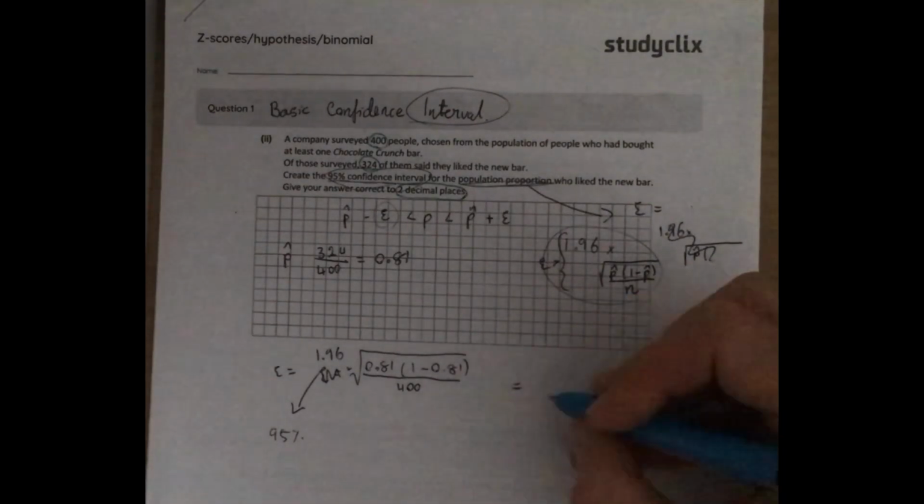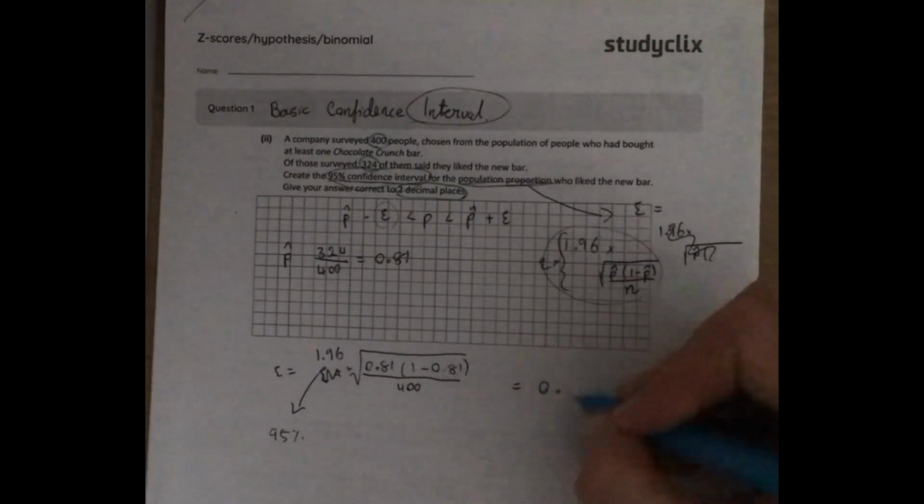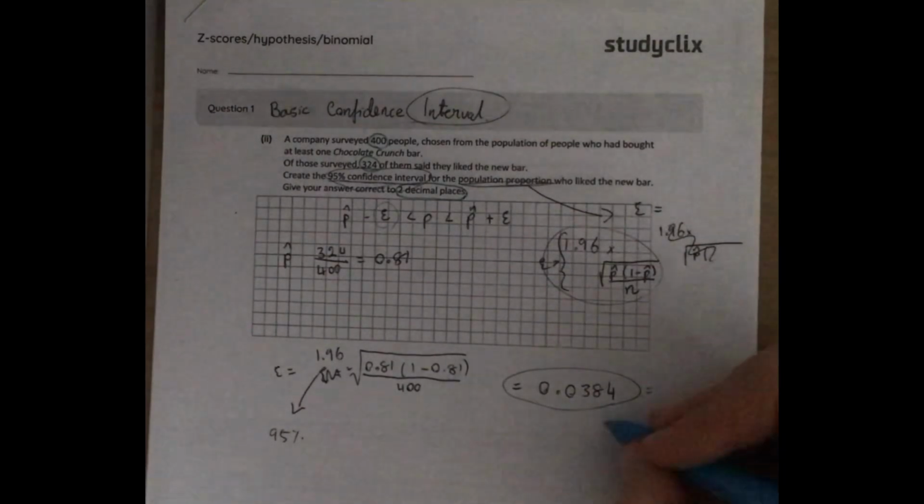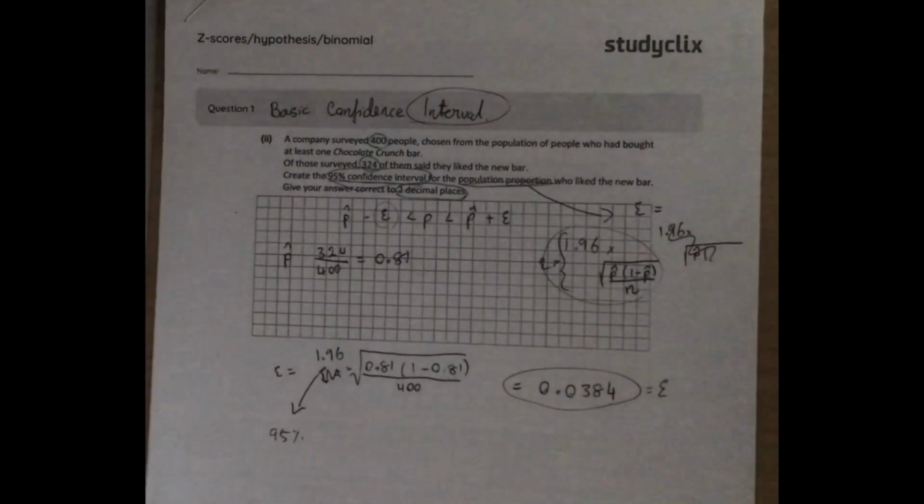So when we have that, we will get our answer. We can type it straight into your calculator. You will get 0.0384. And that is your value of E.